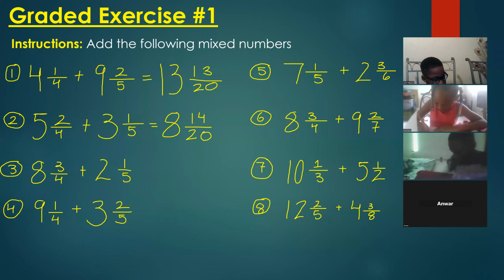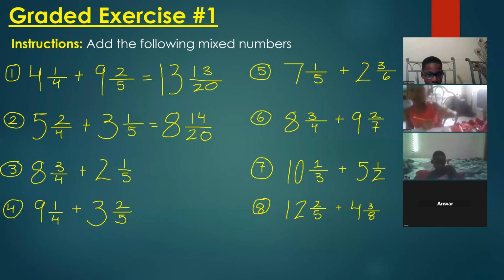Javon, what you got for number 2? I got 8 and 10 over 20. 10 over 20? How you get 10 over 20? So I get 14 over 20. Okay. Sorry about that.